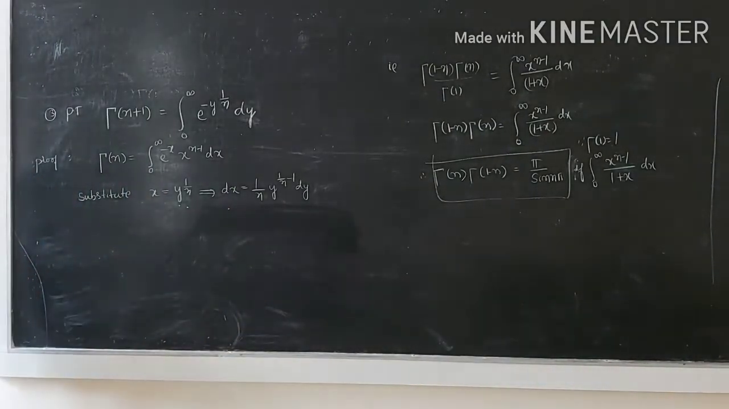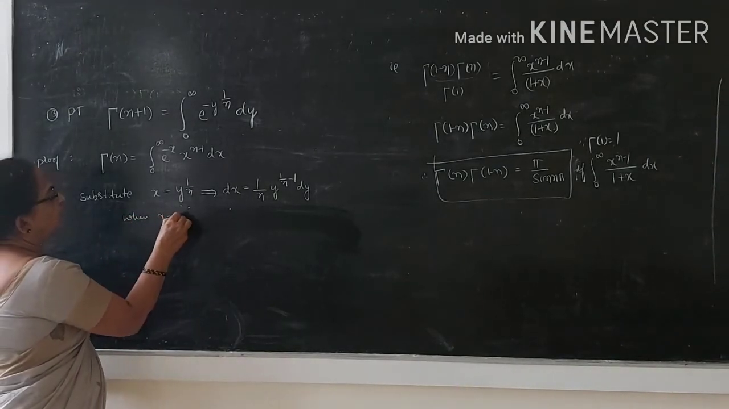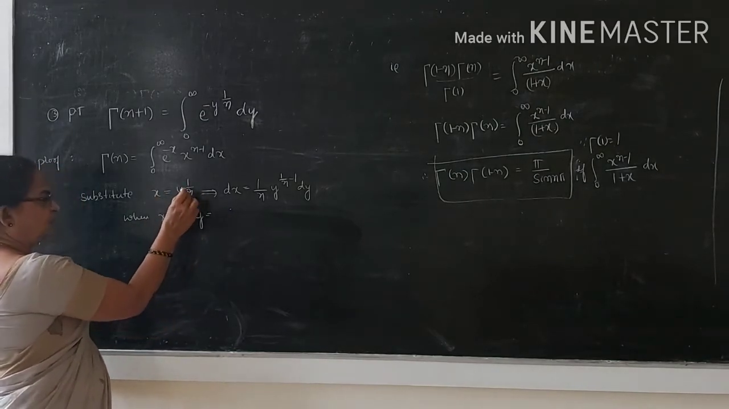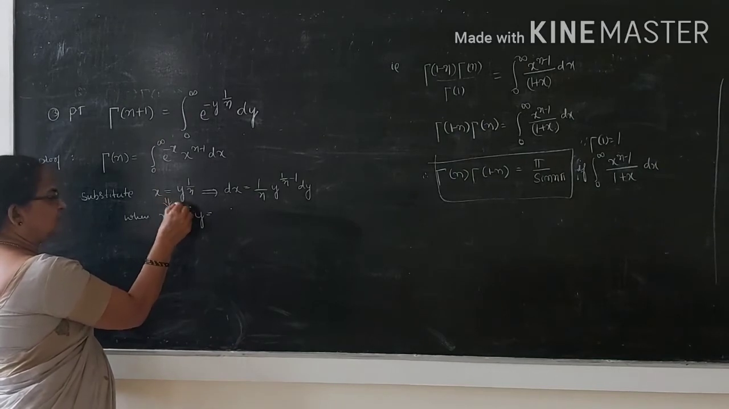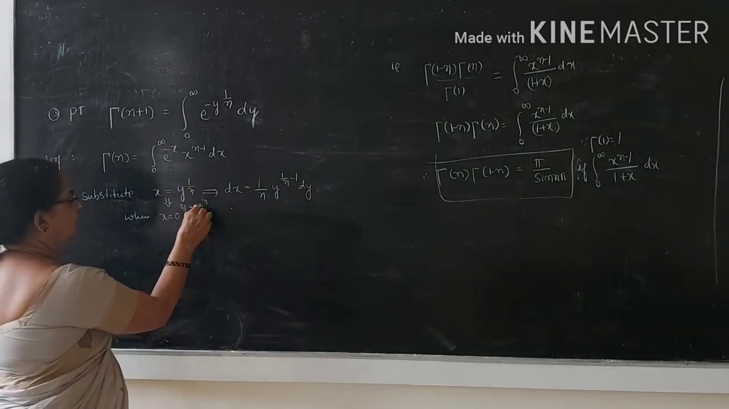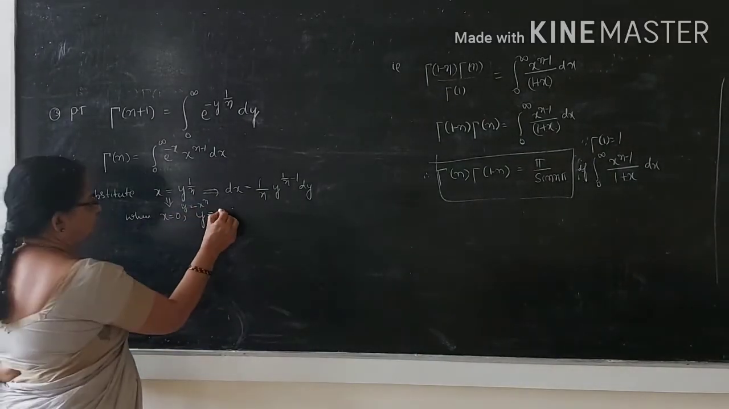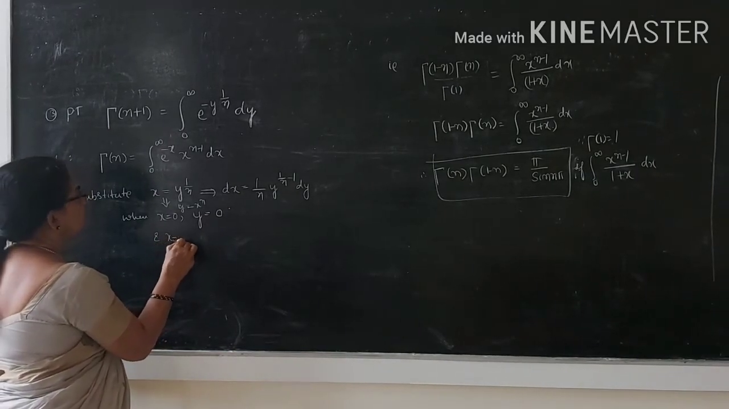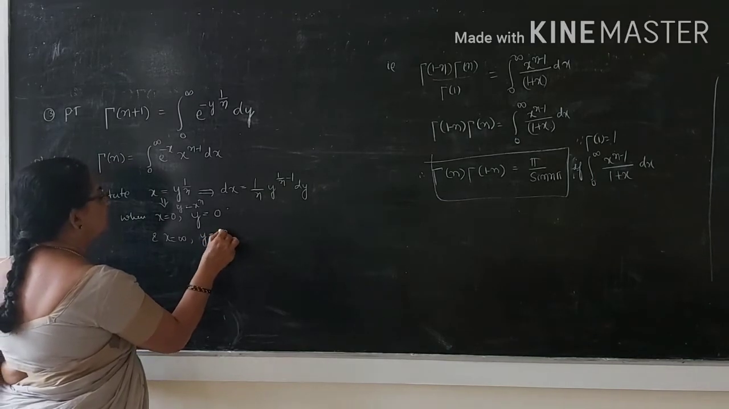Now, when x is equal to 0, y is equal to 0. You observe this: when I substitute x is equal to y to the power of 1 by n, this indicates that y is equal to x to the power of n. Therefore, if x is equal to 0, y is equal to 0 to the power of n, which is 0. And when x is equal to infinity, y is equal to infinity.